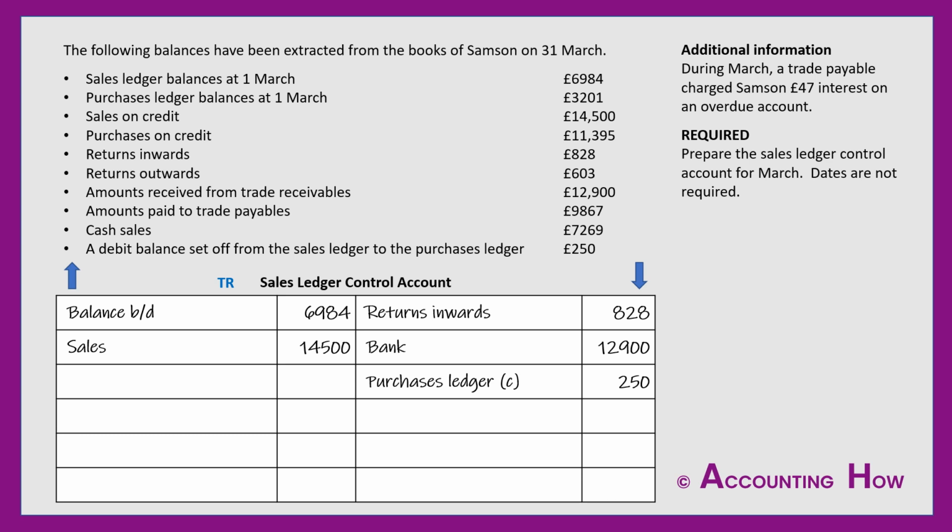So let me just balance this off. And we can see then at the end, Samson is owed 7,506. We weren't asked to put dates, but that balance brought down of 7,506 is the balance on the 1st of April as Samson goes into his next month.